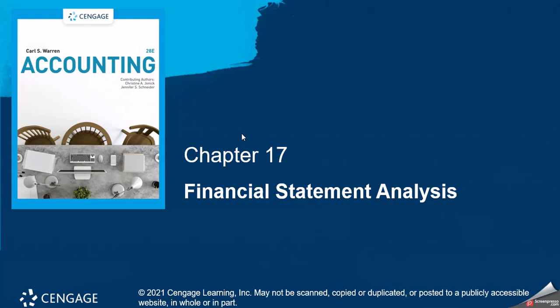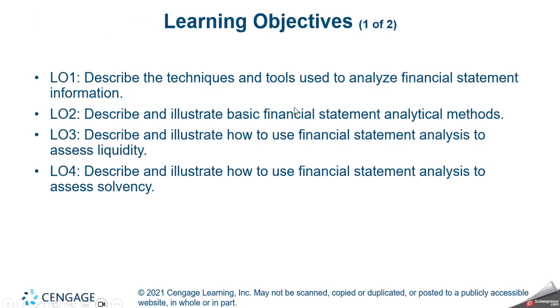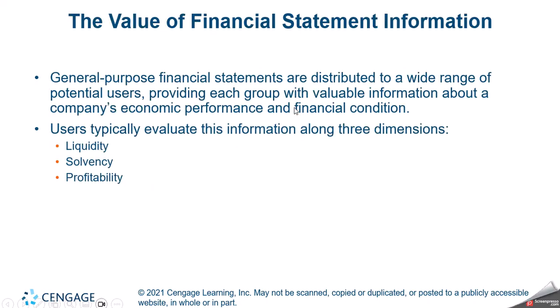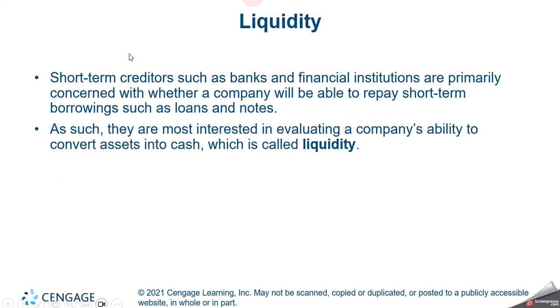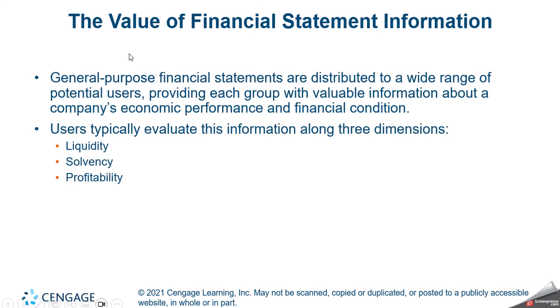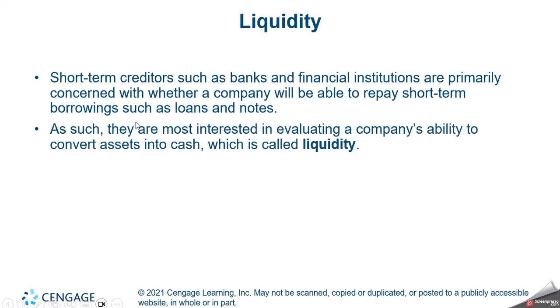Chapter 17 is financial statement analysis that kind of brings everything together that we've learned up to date. So there are your learning objectives. And what we're going to do is break these different financial ratios into different categories. So we've got liquidity, solvency, and profitability. There are also market ratios that could be done to determine what's going on in the financial markets.